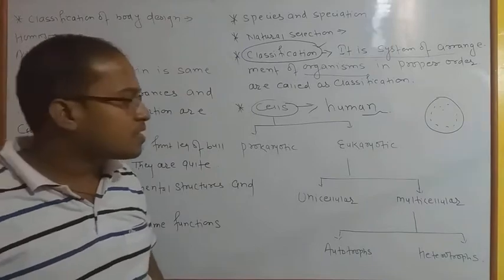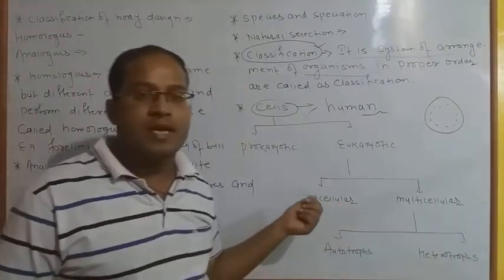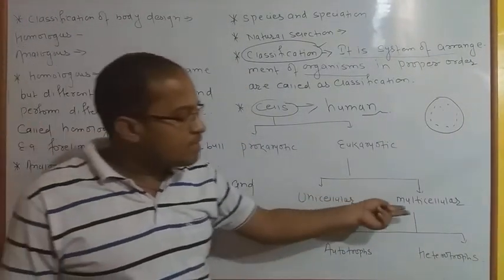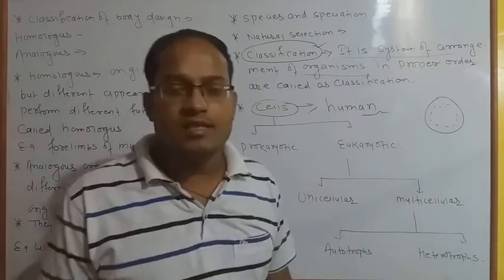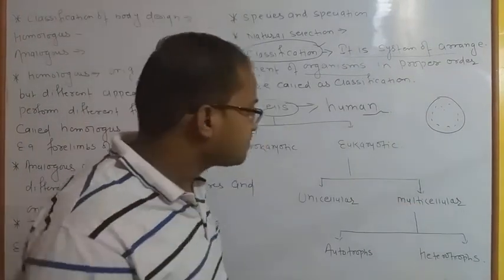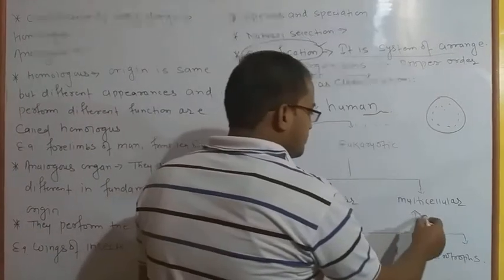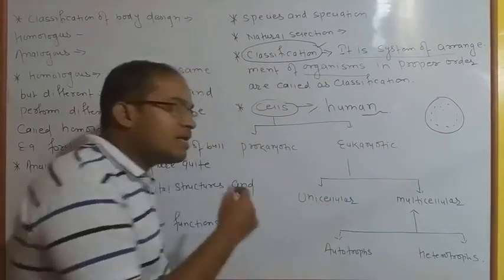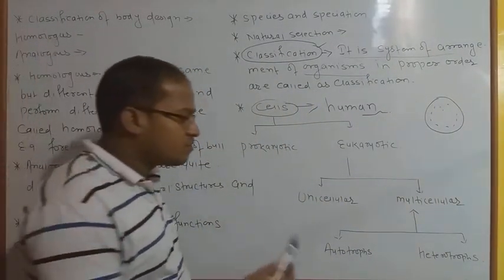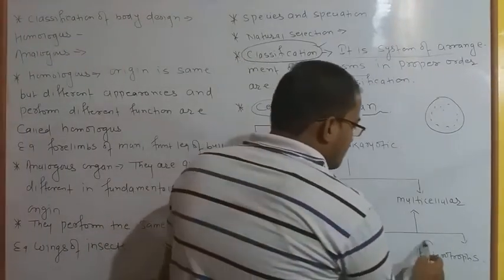Talking about examples, unicellular ones are like Paramecium and Amoeba. Multicellular ones include many animals, including human beings also. Okay, next, coming to the next point, multicellular organisms are further divided into two types, which may be autotrophs and heterotrophs.